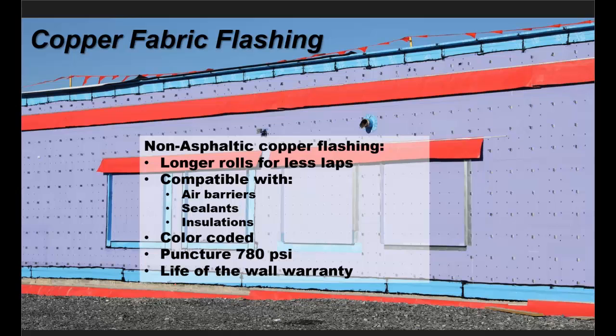If you have a client that wants to use it, make sure you're specifying the non-asphaltic copper flashing. Just to put it to you bluntly here, you can't get asphalt coated copper flashing anymore. Everyone has gone away from it because it's not compatible with air barriers. So just do yourself a favor. If you have copper going in, take out the asphalt description and go with the non-asphaltic version. There are only a couple of manufacturers still that have this.